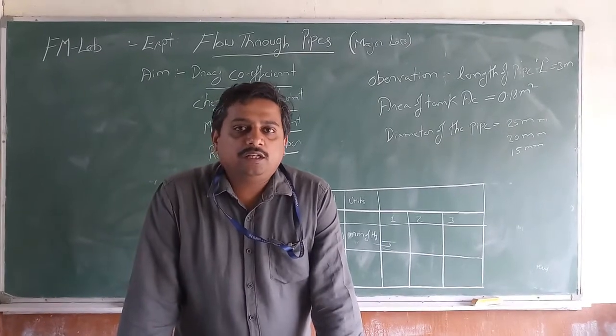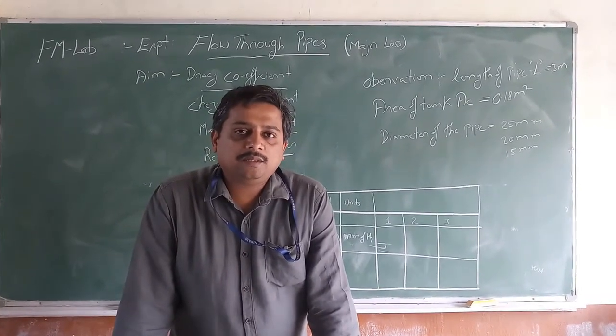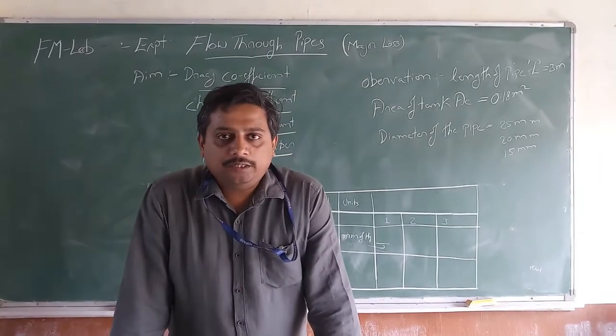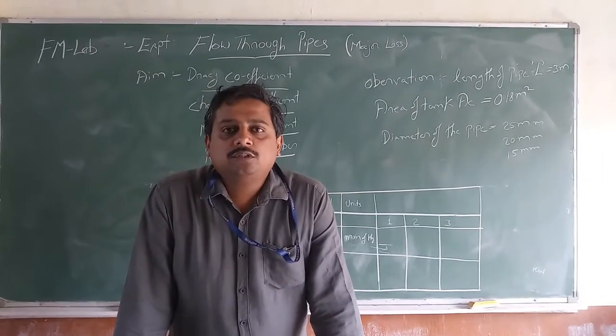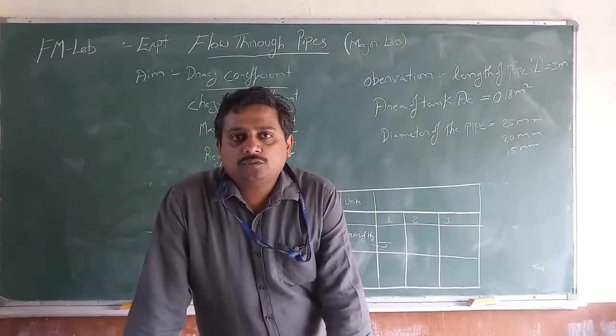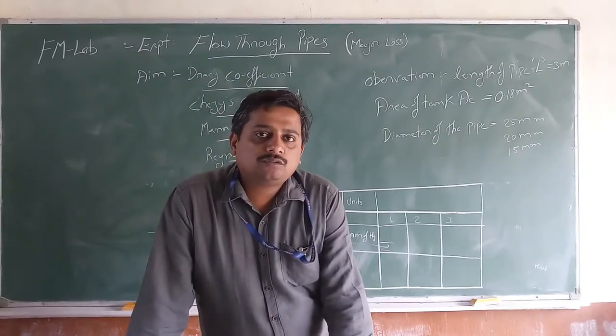Today we are seeing regarding fluid mechanics lab. In that we have taken up the experiment on flow through pipes. It is also known as major losses. So as we know that there are two types of losses. One is a major loss, one is a minor loss.